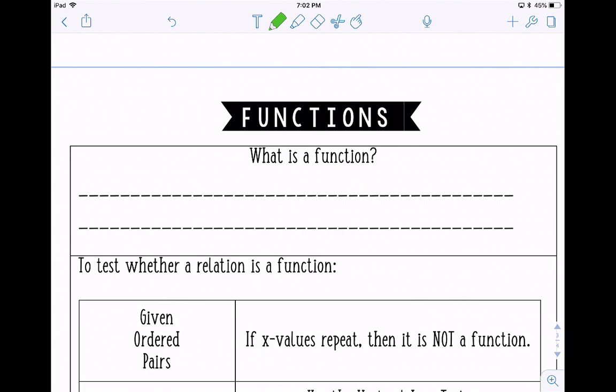Okay, so these notes are going to be about functions. First we're going to talk about what a function is, what the definition of a function is. There is a fancy definition that says a relation where every input, or x, has exactly one output. So every x has one y. We're going to write it in abbreviated terms: every x has one y.